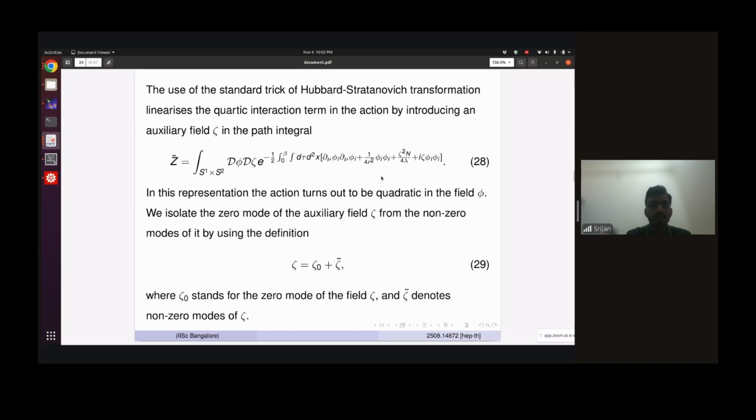So you can do it, and you can get back the phi to the power phi I squared, like quartic interaction term. Okay, and then we separate the zero mode and the non-zero mode of the auxiliary field zeta. So zeta naught is the zero mode, while zeta tilde is the non-zero mode.